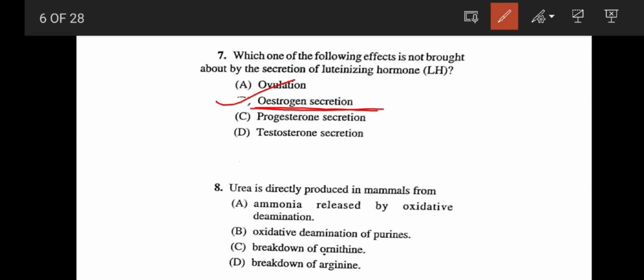Now, question number 8, urea is directly produced in mammals from what? In mammals, ammonia is released by oxidative deamination, and this ammonia reacts with water and carbon dioxide and forms citrulline, from where ultimately urea is formed. So the correct answer would be option A. And see here, the oxidative deamination of purine actually gives rise to uric acid. So our correct answer is option A.